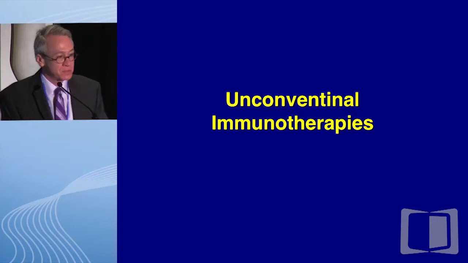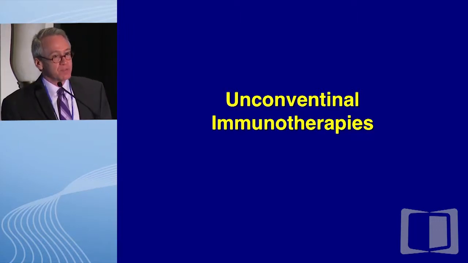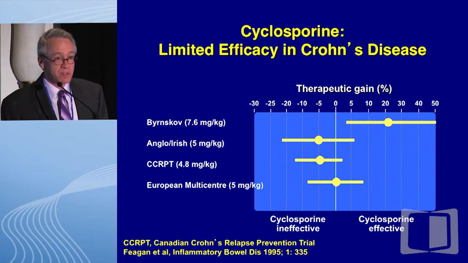There are patients who have limited disease for failure of medical therapy with Crohn's disease, and of course with ulcerative colitis, that you want to consider the surgical options, perhaps earlier in the disease course before you start burning through medical therapies. Okay, so let's go through some of the unconventional immunotherapies that you may want to consider in patients who have failed all of our conventional therapies.